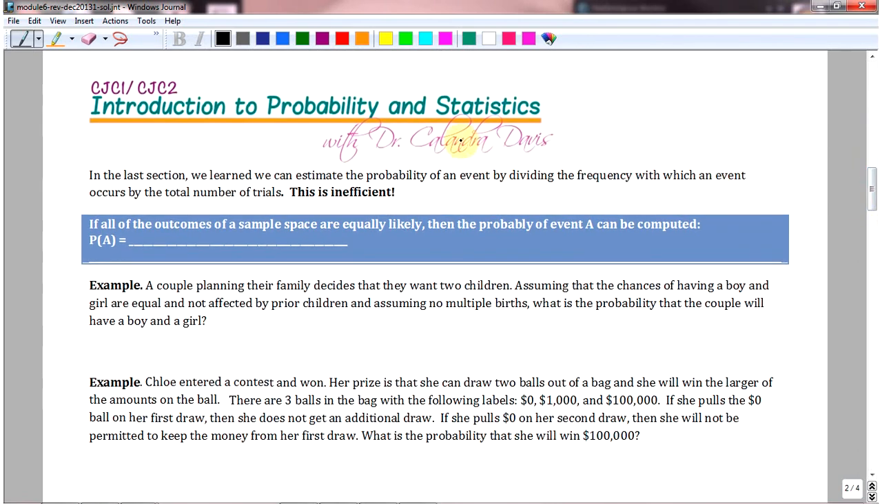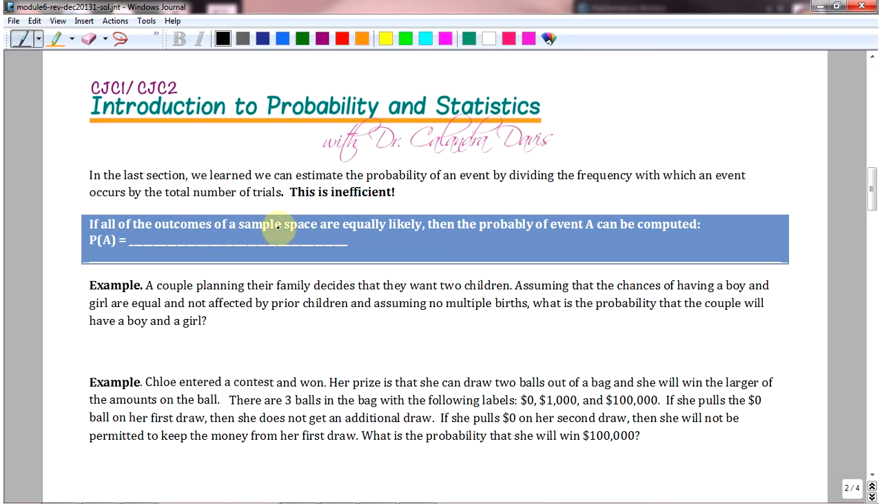In the last section, we learned we can estimate the probability of an event by dividing the frequency with which an event occurs by the total number of trials. Well, this is inefficient because we know that with the law of large numbers, you have to have a lot of trials in order to approach the true probability. Okay, so this is good to give us an idea, but we would not want that to be the method that we always have to follow.